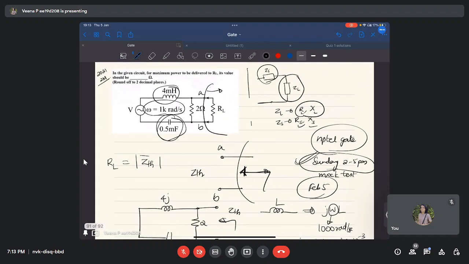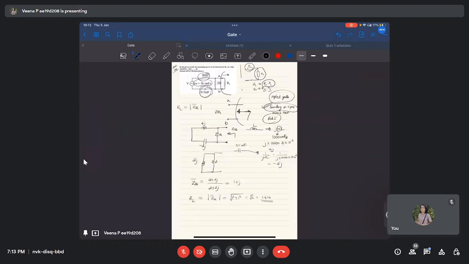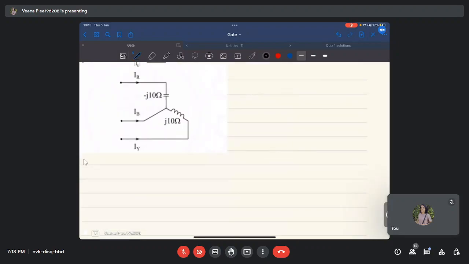Is this clear? Yes, rounding off to 2 decimal places means 1.41 is the answer. Okay, we move on to the next question.